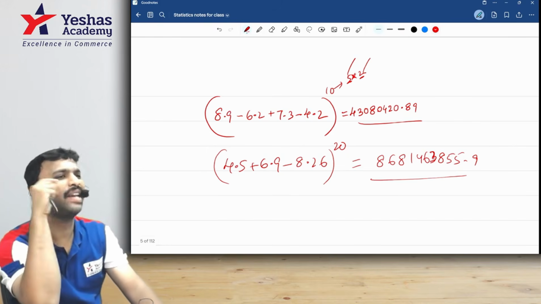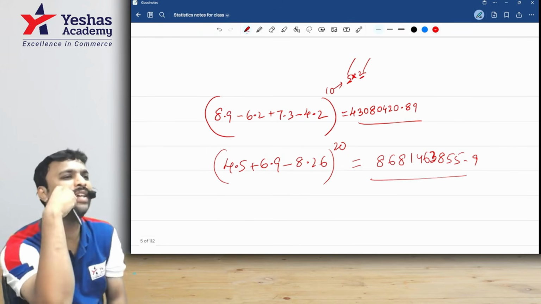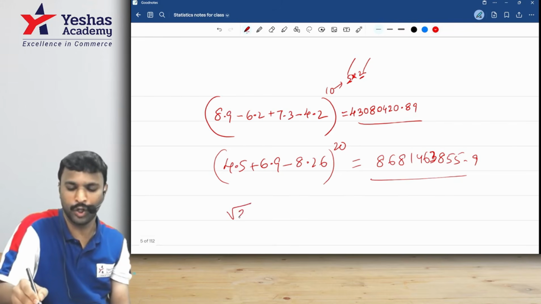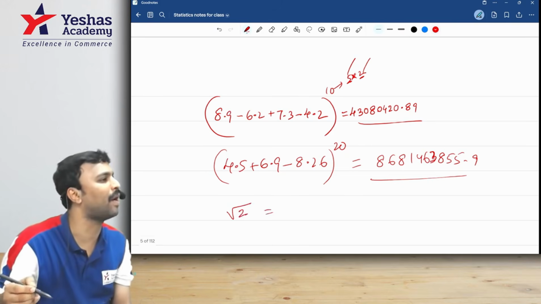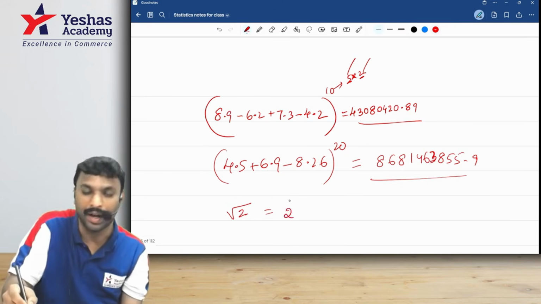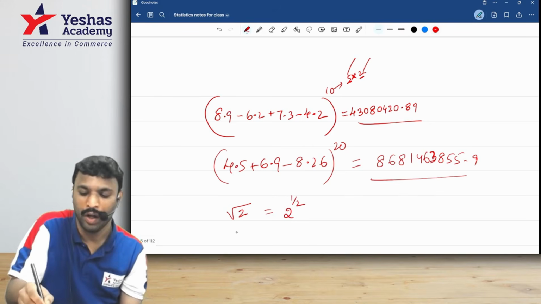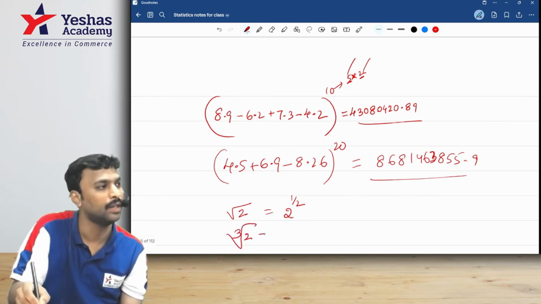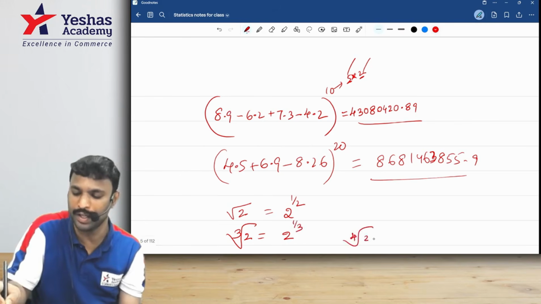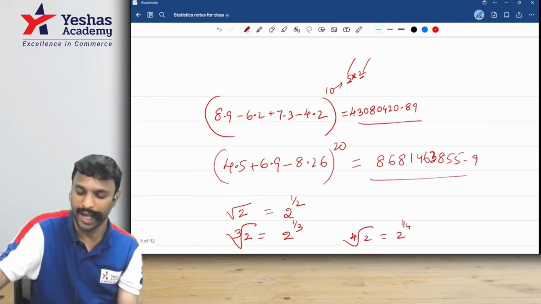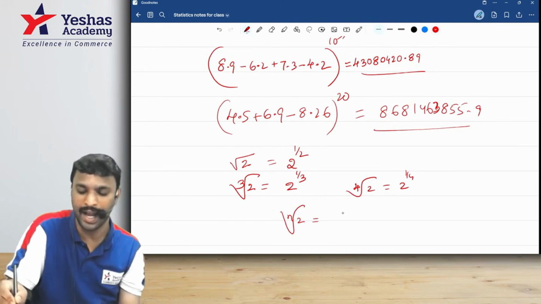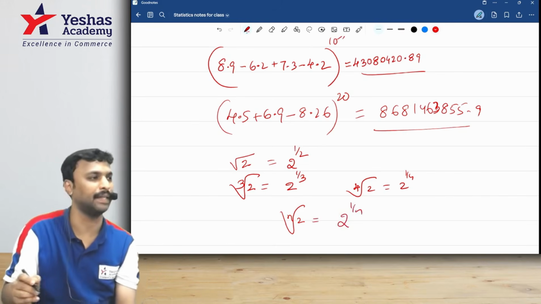Can anyone tell me what is the meaning of root 2 in terms of a power? 2 to the power 1 by 2. Cube root 2 means 2 power 1 by 3. Fourth root 2 means 2 power 1 by 4. In general, nth root of 2 means 2 power 1 by n.